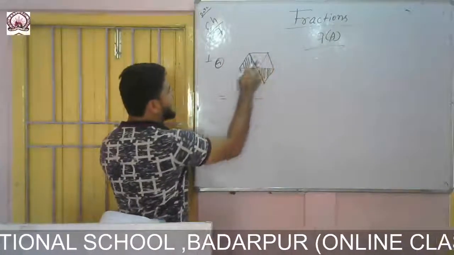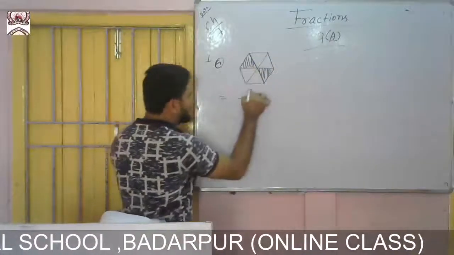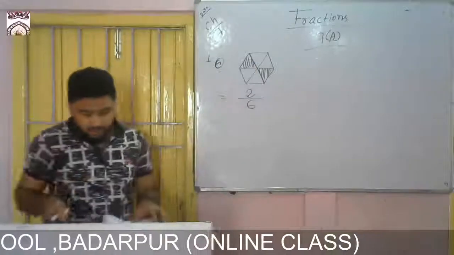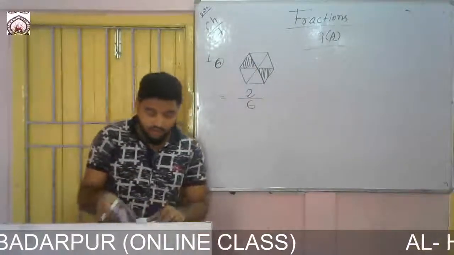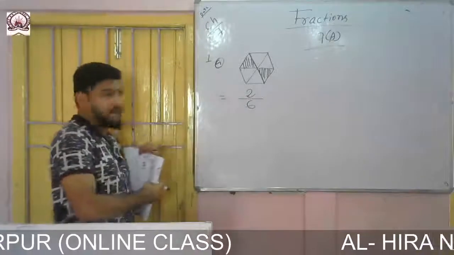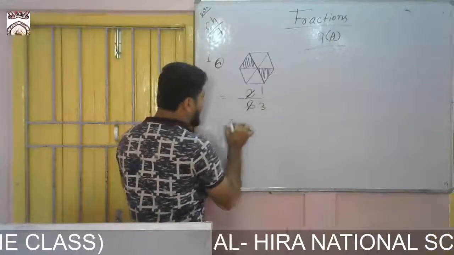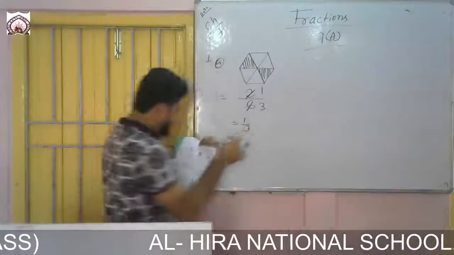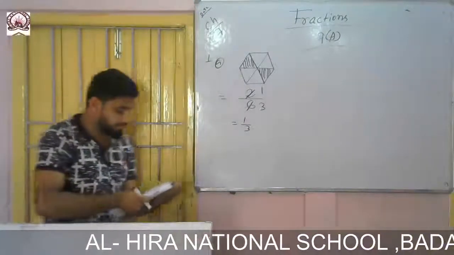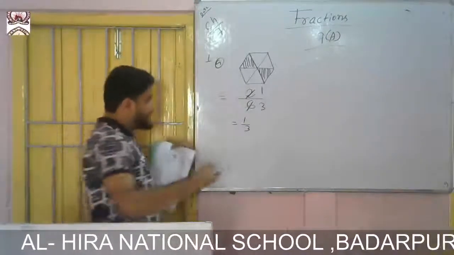1, 2, 3, 4, 5, 6, 2 shaded. So 2 out of 6, 2 shaded. So it is 2 by 6. Now I can cancel it. 2 1s are 2, 2 3s are 6. So it is 1 by 3. So 1 by 3 is there. Now number B, you see.